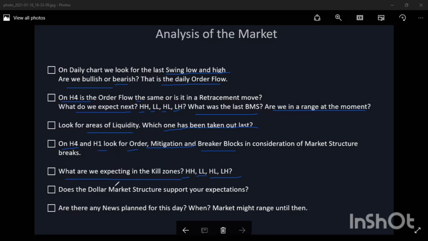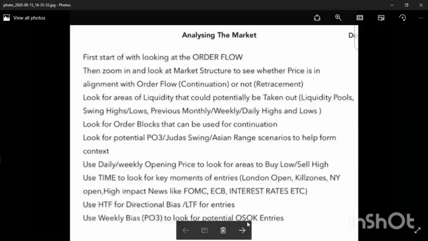If you are trading dollar pairs, does the dollar market structure support your expectations? If you are trading something with the dollar, are there any news planned for this day when the market might range until then? Yeah, that's his top down. And then the lower time frame, you know about the lower time frame. That's his top down. You can use either this or this. That's for a top down.